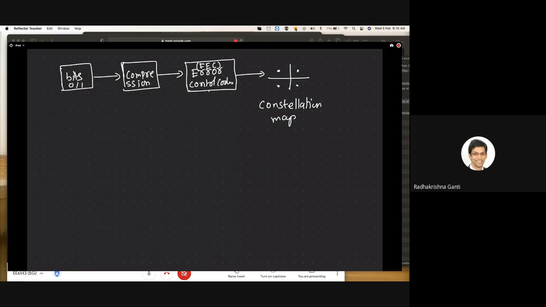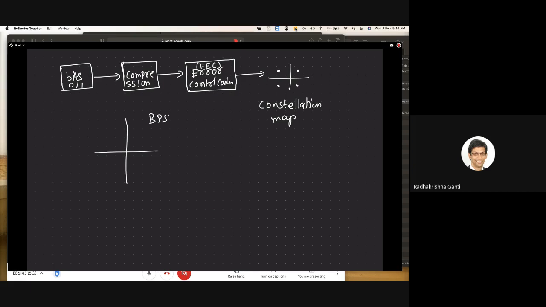So what is a constellation map? We'll get to the constellation in a minute, but what is a constellation map? This is the first time in which you convert your zeros and ones to electrical signals. Effectively, you convert your zeros and ones to real numbers. A simple constellation that most of you know is QPSK or BPSK. Let's take BPSK.